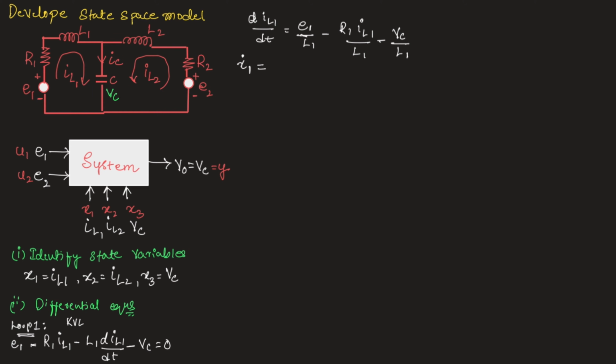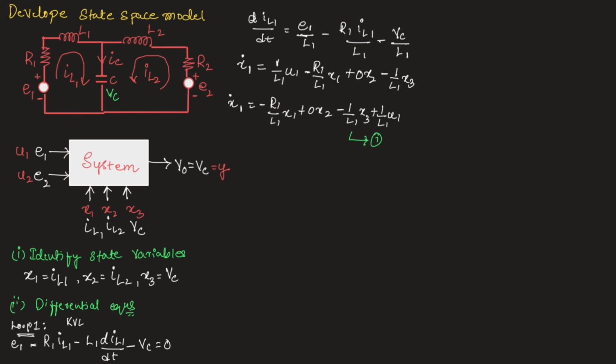We can write the above equation as 1 by L1 U1 minus R1 by L1 x1 plus, we don't have an x2 term, so we can write 0 x2, then minus 1 by L1 x3. So let us rearrange the above equation and write x1 dot is equal to minus R1 by L1 x1 plus 0 x2 minus 1 by L1 x3 plus 1 by L1 U1. Let us call this equation number 1.